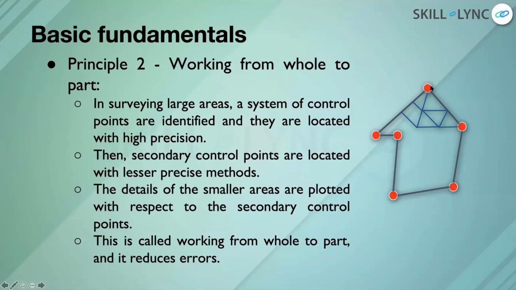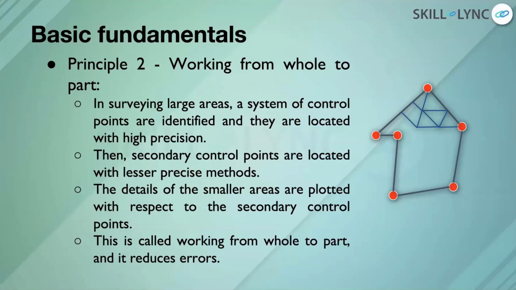So when it comes to the bigger area which is being surveyed, all those errors add up, and those errors are going to multiply many times. So instead of doing that, what I do is I first survey the boundary regions and establish the control points with maximum accuracy, and then I work inwards so that I decrease the amount of error. So that's basically working from whole to part, which almost all surveys use in any part of the world. That's a very basic fundamental principle that's being put to use.